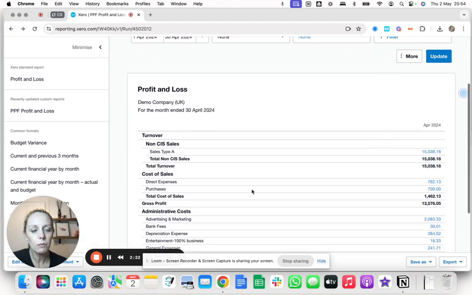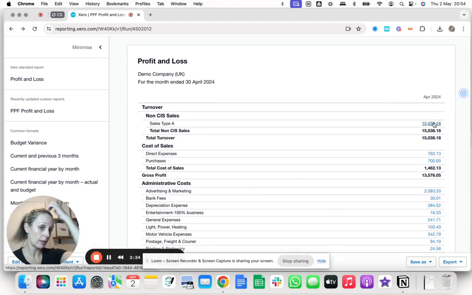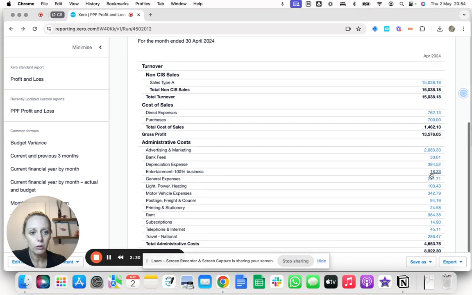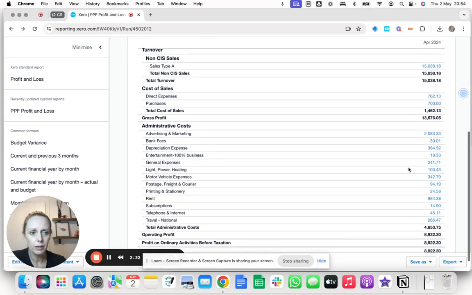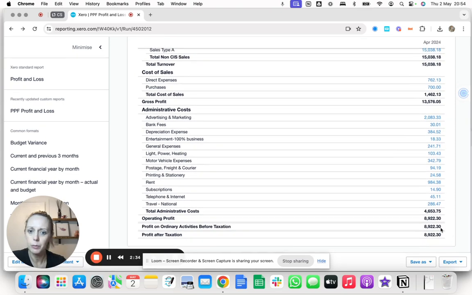I'd also be looking at the sales. Is that enough sales that I need for the month? Bearing in mind these are all my costs. So I've got there 13,000 as my gross profit, giving me a total profit of 8,900. Looking at that, I'd then say, right, so because I'm a limited company, I would be looking at the corp tax. So I'd be going, right, 19% of that.